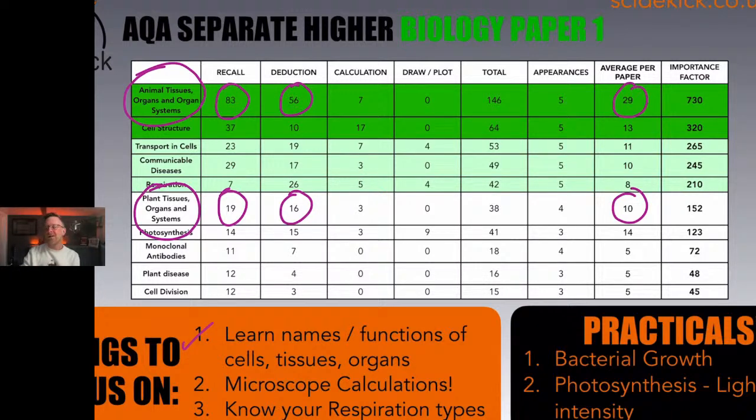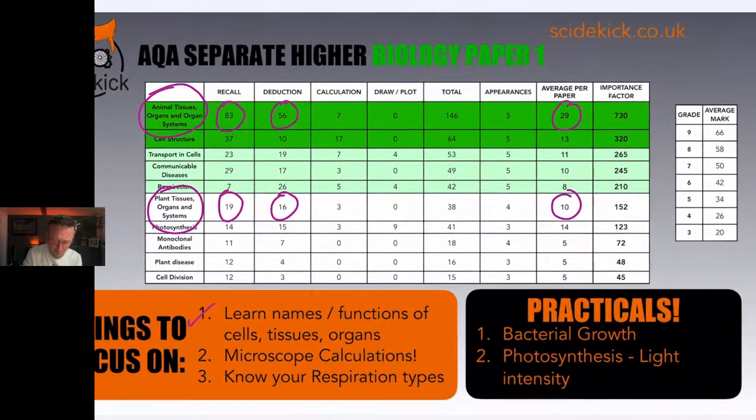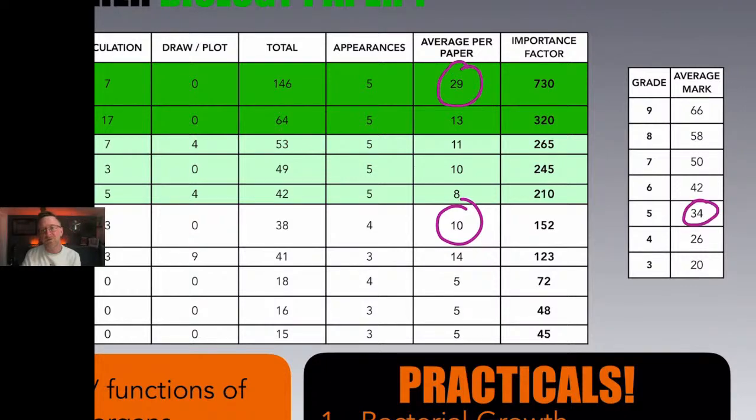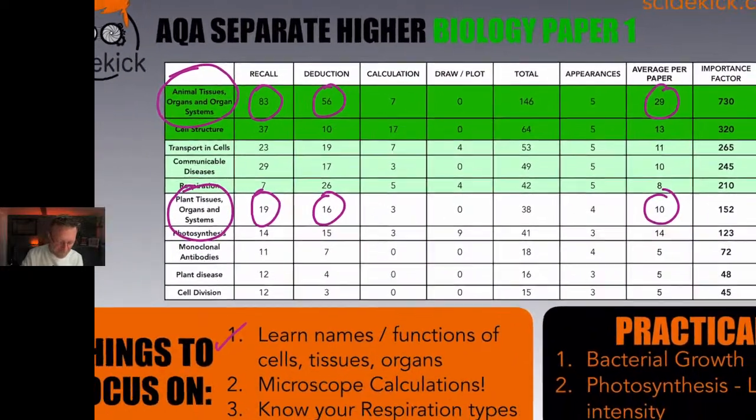39 marks is, well, it's 39%, it's 100 marks. That is a huge portion of your paper. And actually, if you look at the grade boundaries, that gets you a grade 5 if you get all those right, okay? And don't answer anything else, okay? So that's the first one.